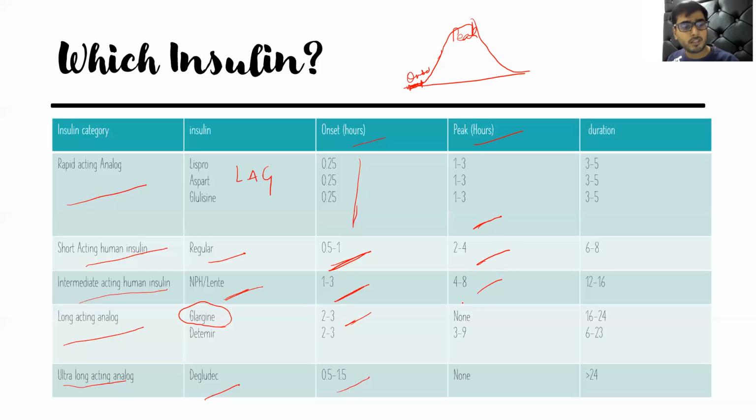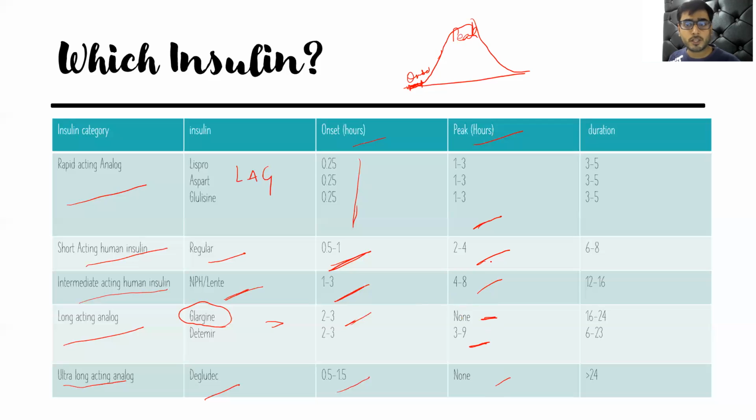Now it is very important to know that in long acting insulin glargine, which is most commonly used, there is no peak. Yes, there is no peak in glargine, which is a long acting analog, and there's a peak of 3 to 9 hours in detemir, and again there is no peak in degludec.